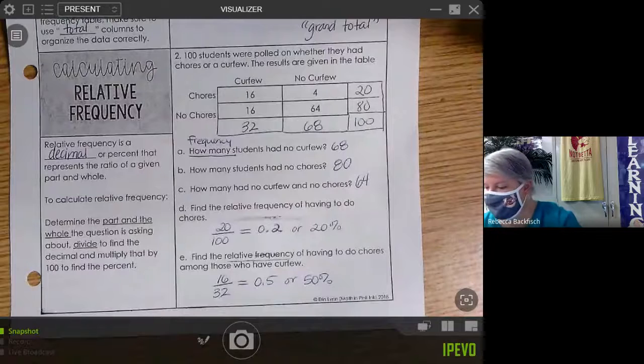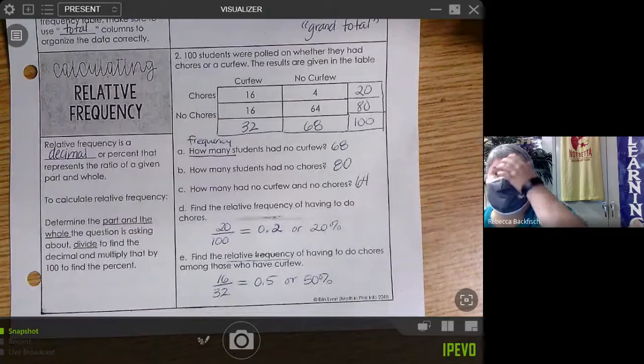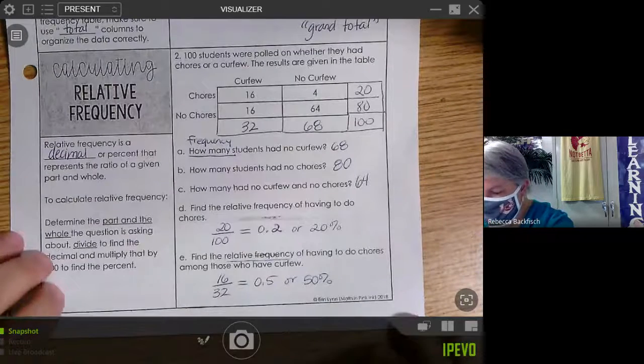And I think the idea is you could make some conclusions about what your data shows in terms of, are parents who give their students a curfew more likely to also give them chores? Yes or no, that kind of thing. That's the kind of stuff you could do with this data.